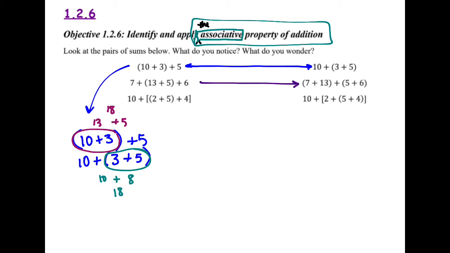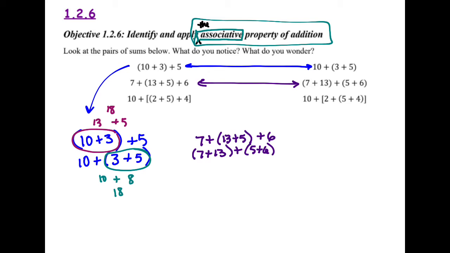So this one is going to be 7 plus 13 plus 5 plus 6. And the second column is 7 plus 13 in parentheses, and 5 plus 6 in parentheses. So we're looking to see, did they change the order? Nope. And it's add all the way across. So the only thing that changed is the parentheses. In this case, there are 4 numbers instead of just 3, but all that happened is the parentheses moved.